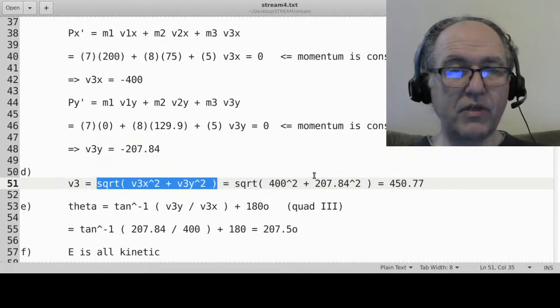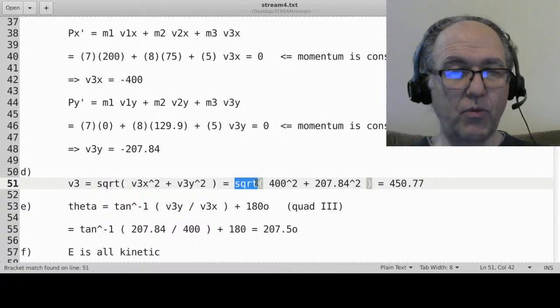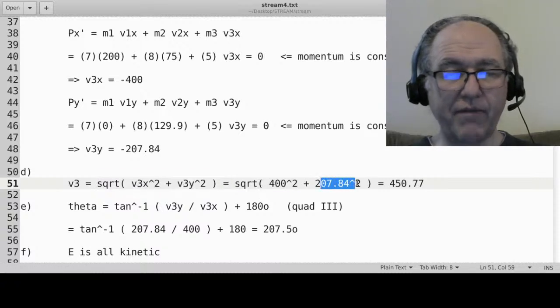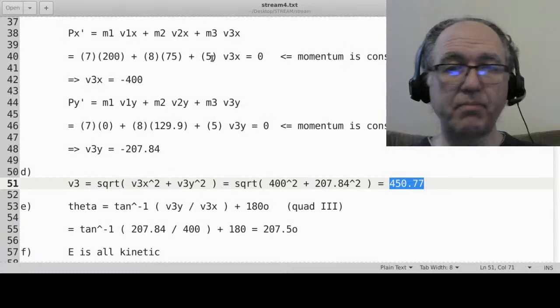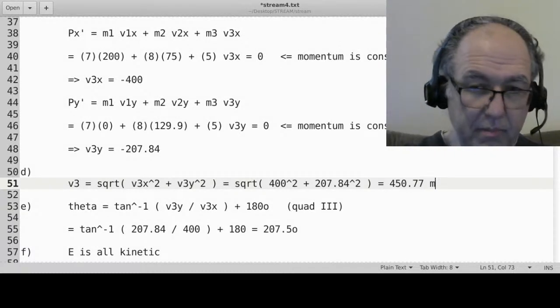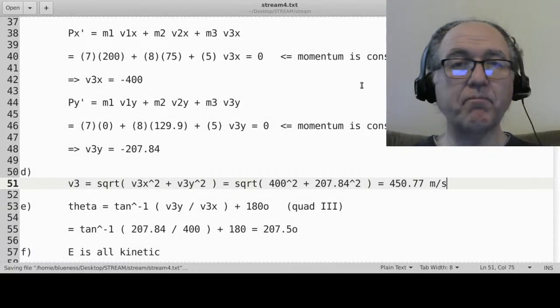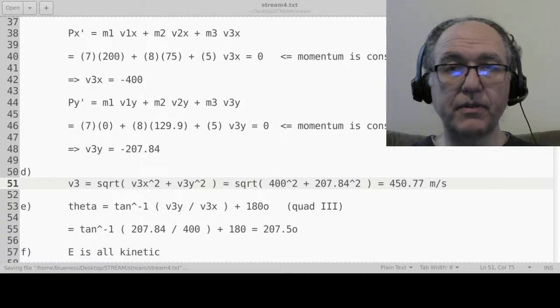Okay, and if you substitute in the numbers we had above, the square root of 400 squared plus 207.84 squared, like that. Take the square root of that, you get 450.77, and I should put the units in there. That'll be in meters per second, like that. Okay, so there's the magnitude.